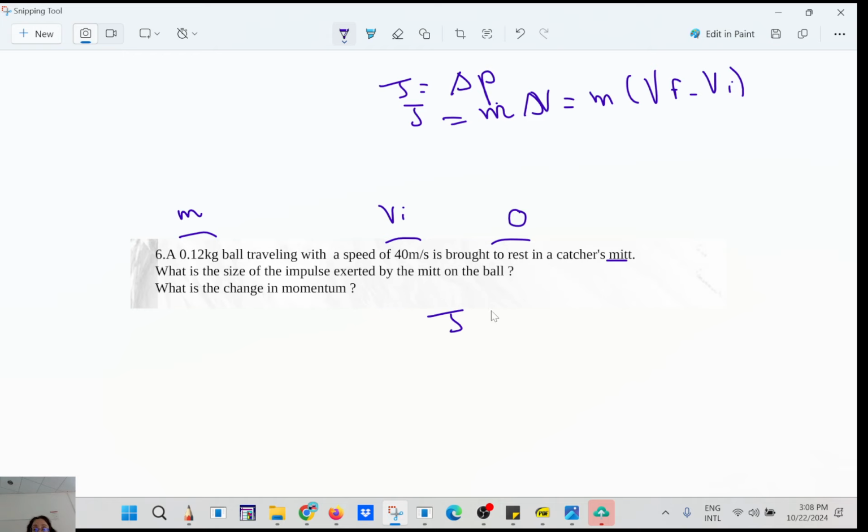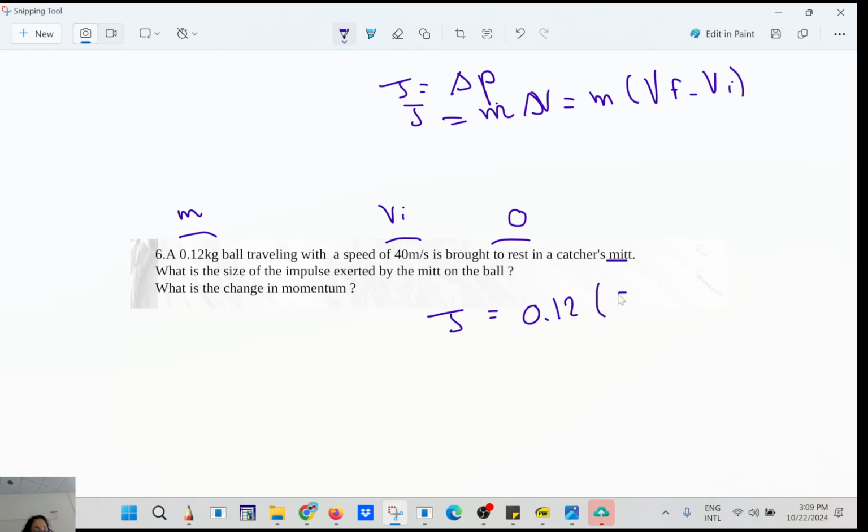Okay, so what do you find? 20. 20? Oh, for 4.8. 4.8? 4.8 once, 4.8 twice. Do I have a 4.83? Mass is the mass, 0.12.